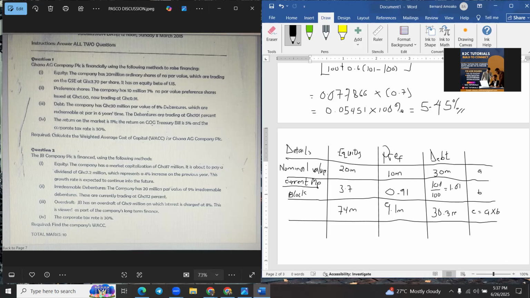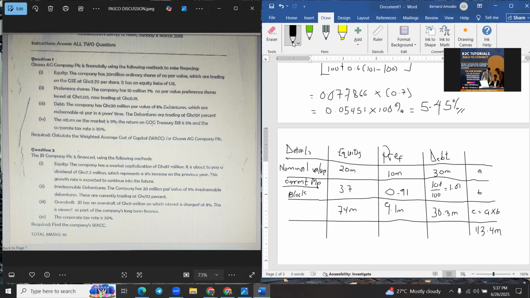Having done this, we need to know their total. So we need to sum them up. We need to know the total of 74 million, 9.1, and 30.3 million. So the total for the three would be 30.3 plus 9.1 plus 74, which should give us 113.4 million. So that is the total.